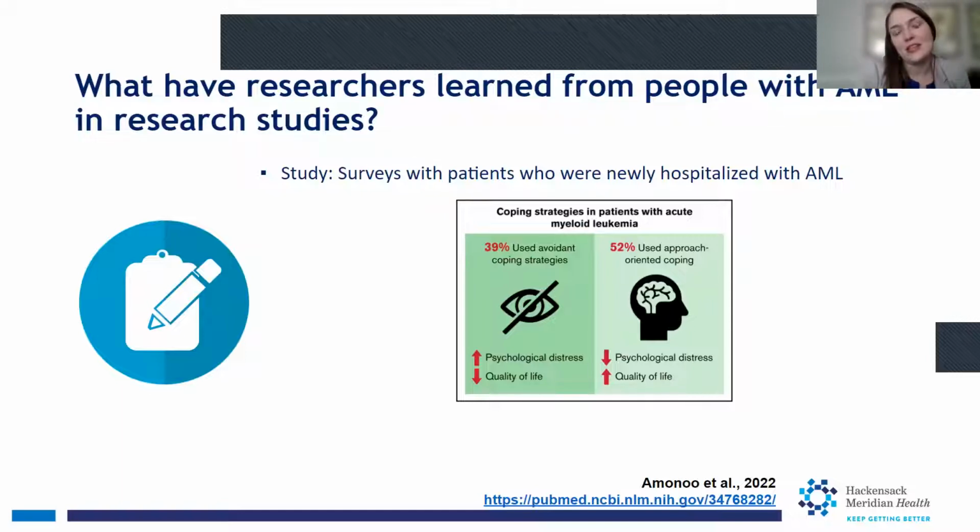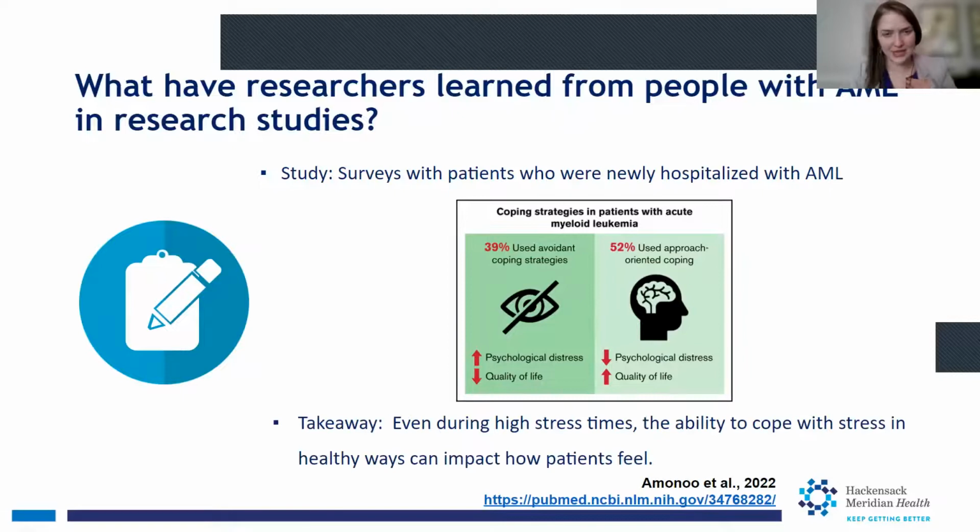And on the flip side, they found that people that use these unhelpful strategies, like, for example, blaming themselves or minimizing what was going on, like it wasn't happening or wasn't as real, that those folks experienced more anxiety, more depression, and poorer quality of life. So what does this mean? To me, this indicates that even during high stress times, the ability to cope can really matter. This can really still have an impact on how patients feel.